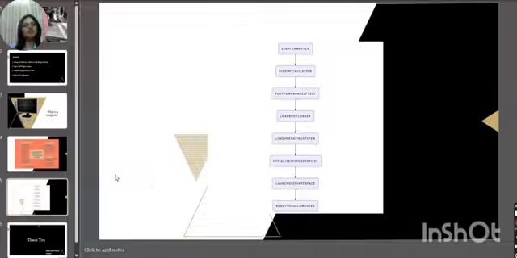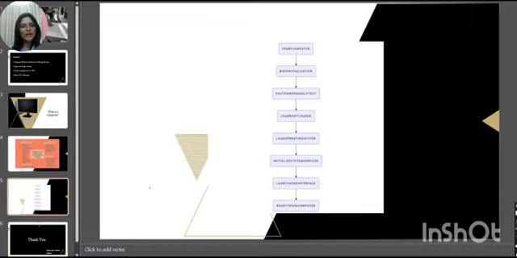And then we have load operating system. The bootloader then loads the operating system, such as Windows or Linux, from the hard disk into the memory. And then we have initial system services. After that, the system starts important background services that help the computer work smoothly.